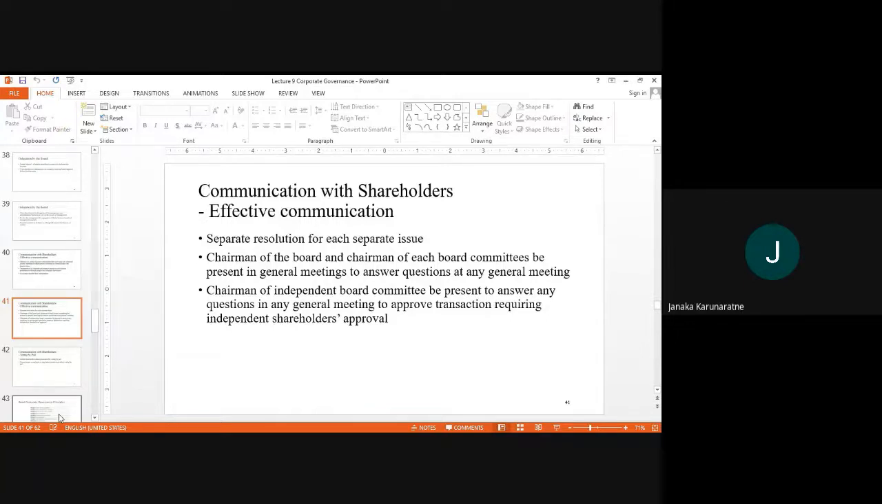The chairman of the board and the chairman of each board committee should be present in general meetings to answer questions at any general meeting. For example, the Audit Committee, the Integrated Risk Management Committee, maybe the Remuneration Committee. The chairman should be present to answer any questions. The chairman of the Independent Board Committee should be present to answer any questions in any general meeting to approve a transaction requiring independent shareholders' approval. It's the same thing, independent board committees like the Audit Committee, Integrated Risk Management Committee, Remuneration Committee, and so on.